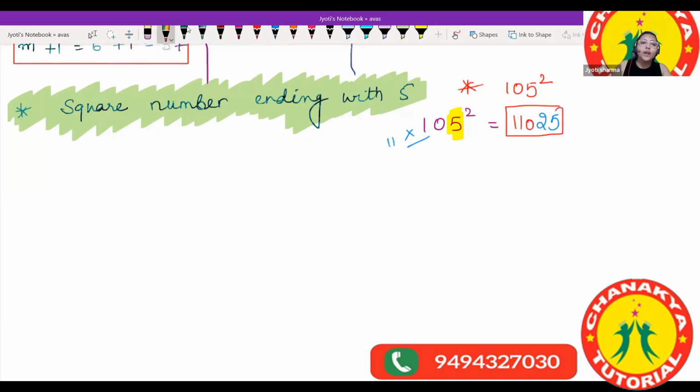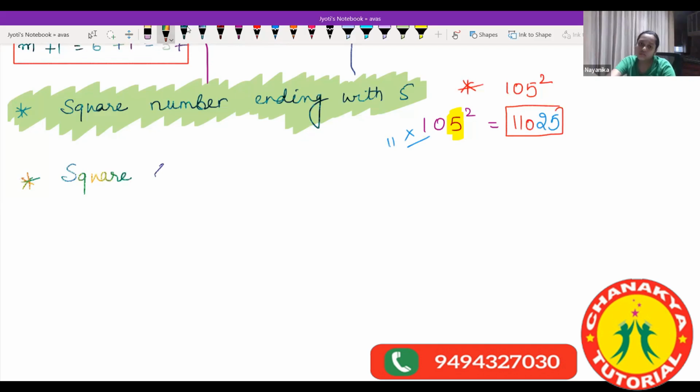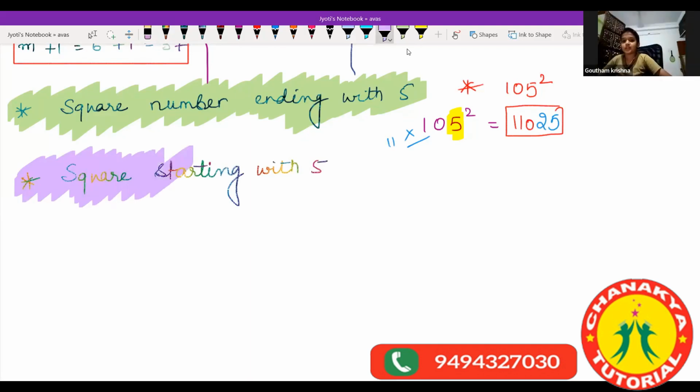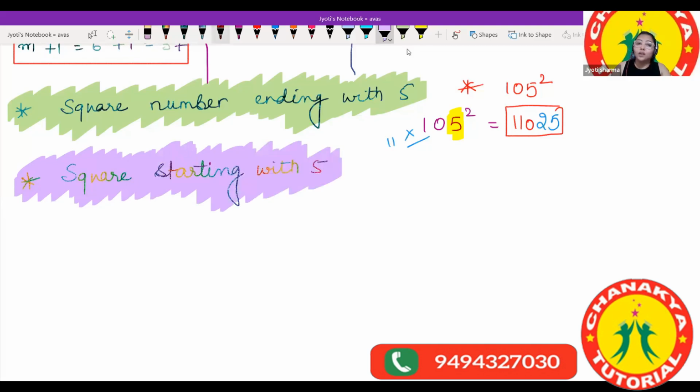Now what if I give you a number whose square is starting with 5? What if the number is starting with 5? Then we have to take 25 in front. Okay, let me give you another question. Let's say 53 square.